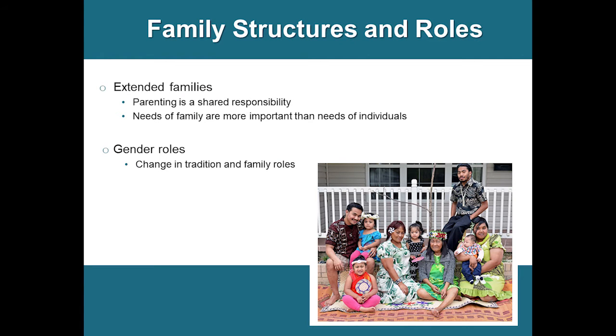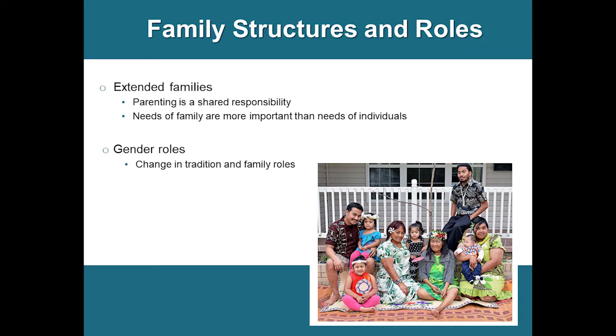Family first, everything else comes second, work, school, appointments, etc. Extended families, multiple generations living under one roof. Parenting is a shared responsibility. Extended family are involved. Sisters, brothers, and cousins considered mothers and fathers to children. Older adults act as decision makers for the whole family, not just the home. Needs of family or clan more important than needs of individual.